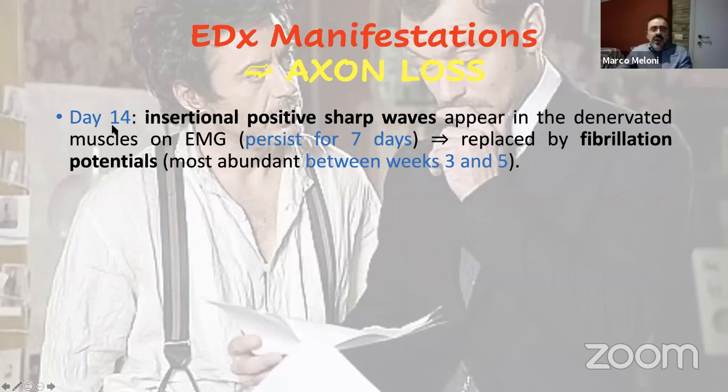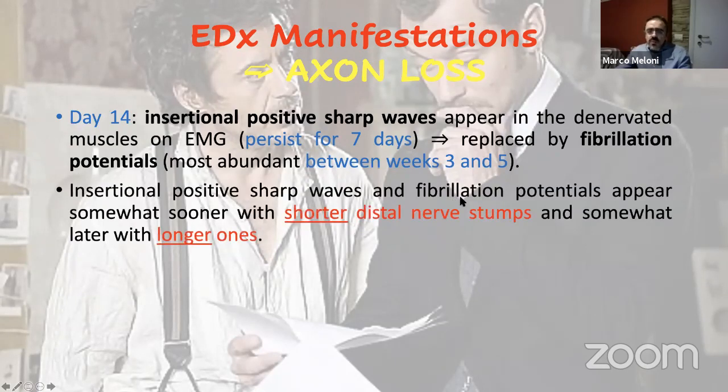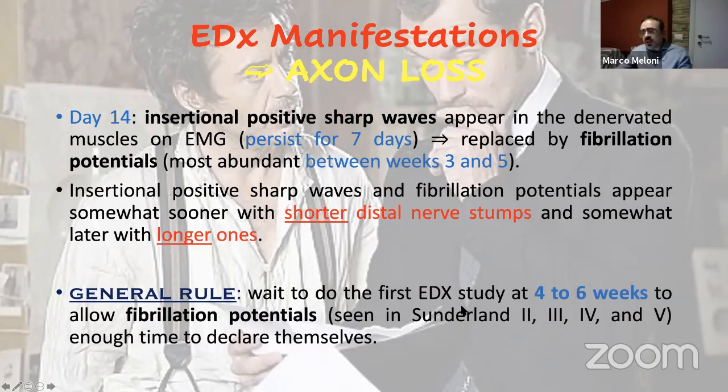Another thing: in the 14th days, usually we see insertional positive sharp waves in a denervating muscle that persist for 7 days and then are replaced by fibrillation potentials between 3 and 5 weeks. For insertional positive sharp waves and fibrillation potentials, the timing could be sooner if there is a shorter distal nerve stump, and somewhat later if we have a longer distal nerve stump. So, general rule: wait to do the first electrodiagnostic study at 4 to 6 weeks, to allow the fibrillation potentials seen in Sunderland 2nd, 3rd, 4th and 5th degree enough time to declare themselves, giving you a very helpful tool to get a diagnosis.